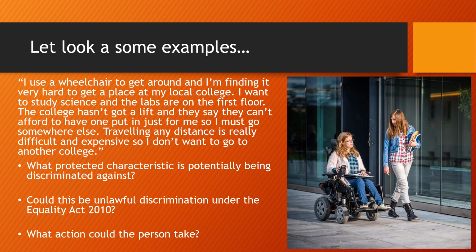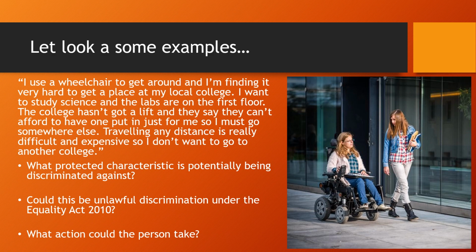So this first case study example says, I use a wheelchair to get around and I'm finding it very hard to access my place at a local college. I want to study science and the labs are on the first floor. The college hasn't got a lift and they say that they can't afford to have one put in just for me, so I must go somewhere else. Travelling any distance is really difficult and expensive, so I don't want to go to another college.